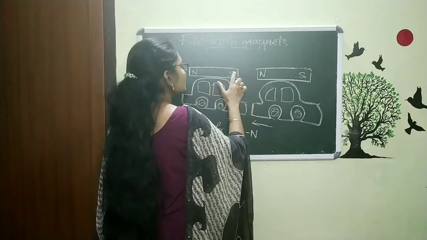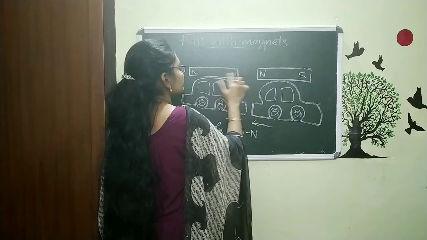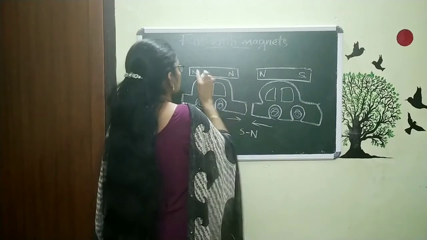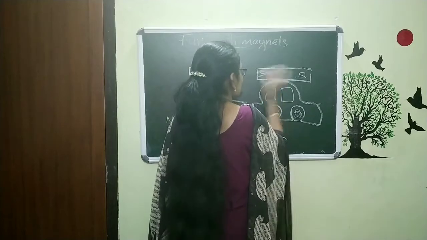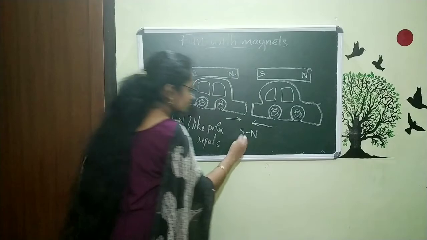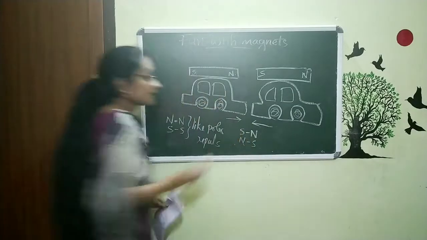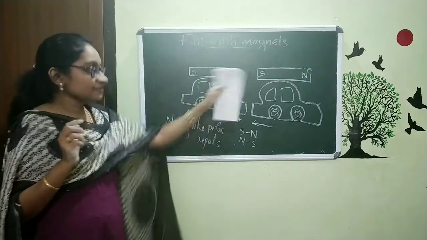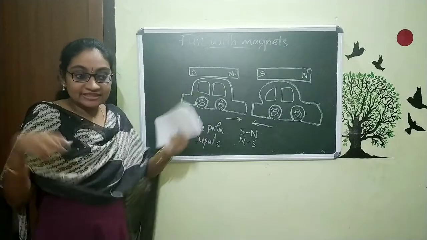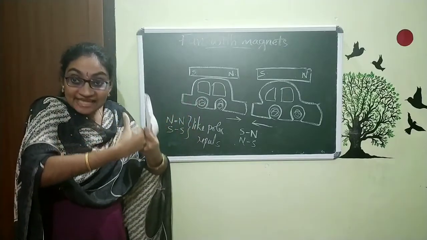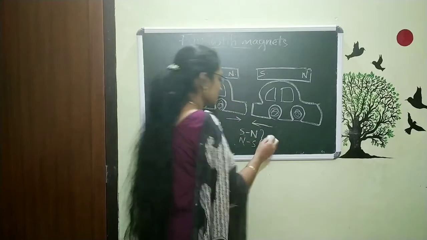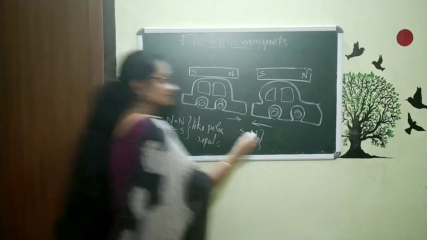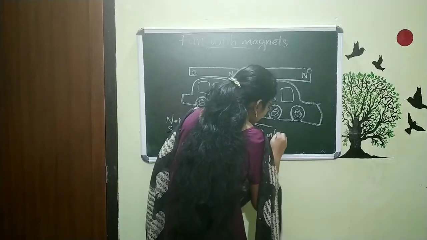And when I am just twisting this, north, south here, south, north. That means north, south, north, south. Here also you can see when different poles come together, they are just getting attached together. So this is different, no. This is like poles and this is unlike poles.